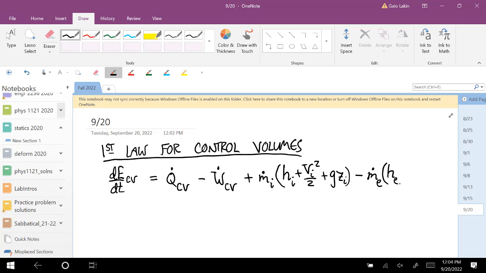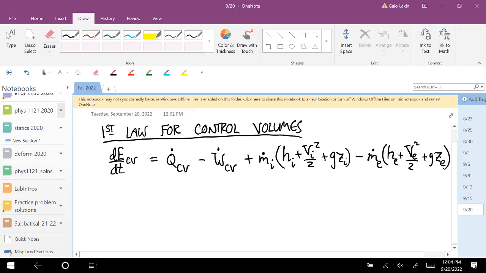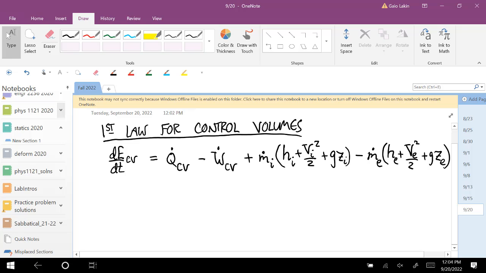So he plus Ve squared over 2 plus g ze. All right, so that's the full first law for control volumes. And now we'll talk about 5 devices.